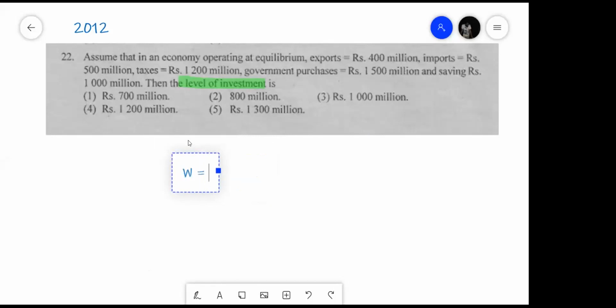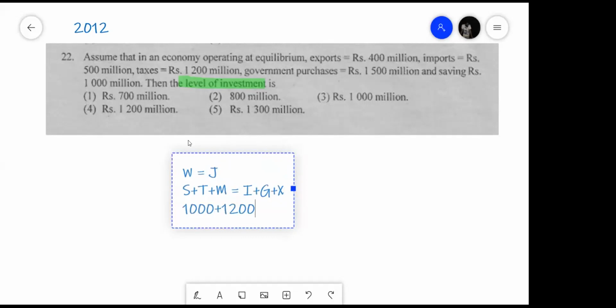W equals J, right? I'll give you. So savings, taxes, and imports are equal to investment, government spending, and exports. So fill in the blanks. That is all you have to do. Savings, they have told, is 1,000. Taxes, they have told, is 1,200. Imports, they have told, is 500. Is equal to investment is what you have to find, right?